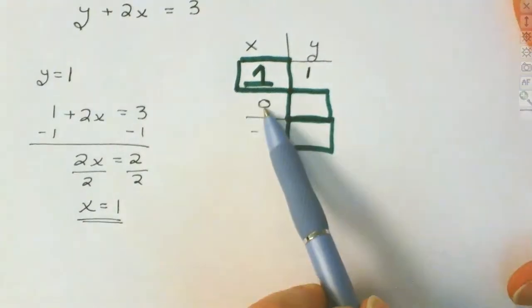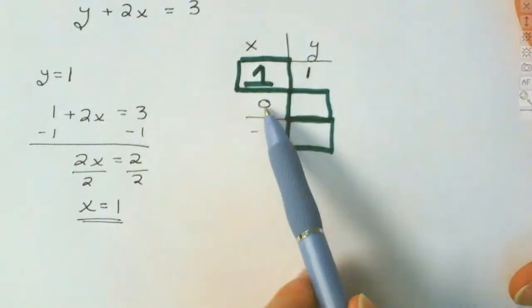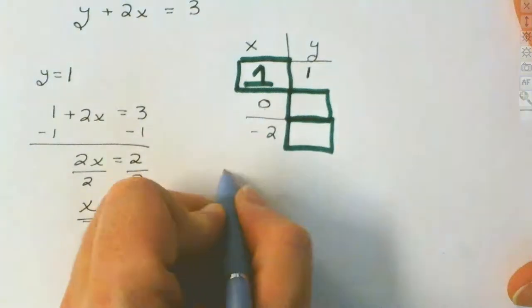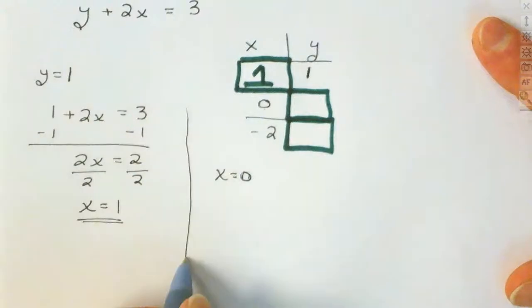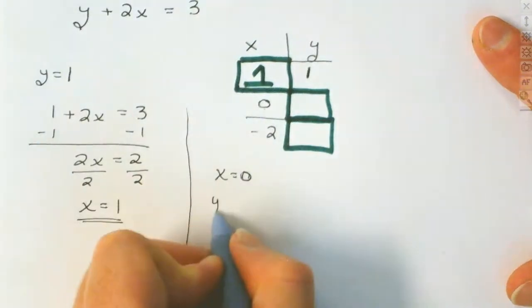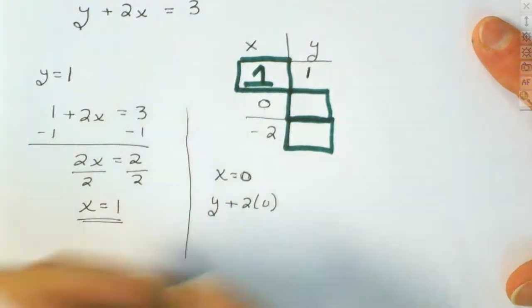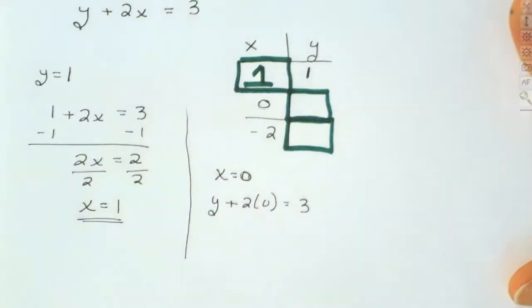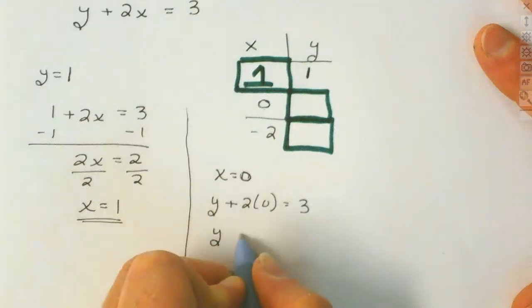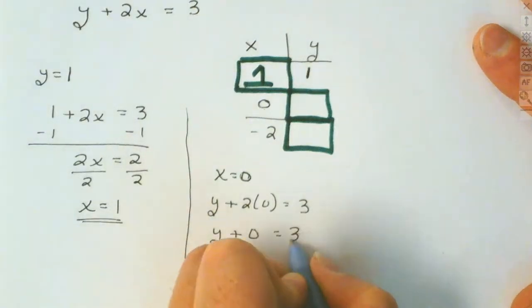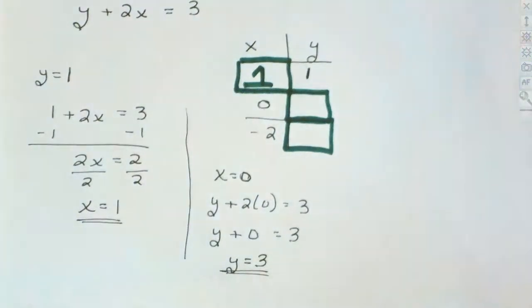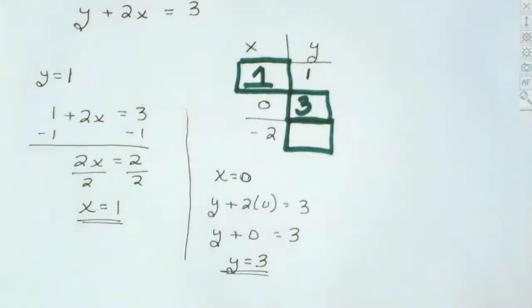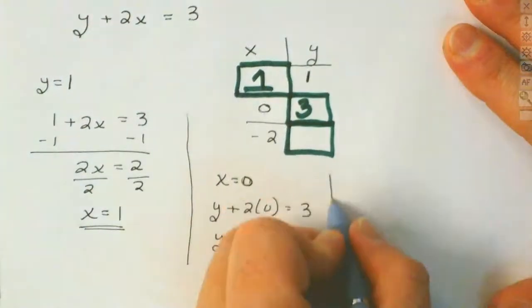The next one, what are we plugging in? This is our x value here. We're going to plug in 0. So we're going to plug in x equals 0. And if I plug in x equals 0, that gives you y plus 2 times 0 equals now 3. 2 times 0 is 0. So y plus 0 equals 3. So y equals now what? 3. There's that piece. What about the next one? What are we doing for the next one?